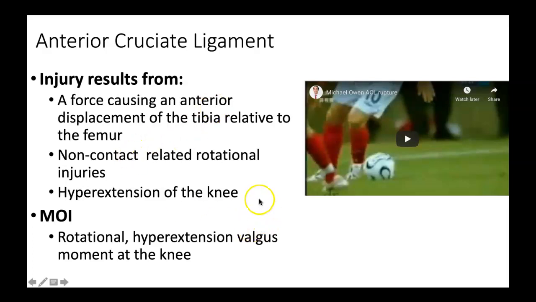Now, we have seen cases where the ACL is injured in a contact moment, right? That makes sense. A direct blow to the knee causes an ACL injury, but there are people in your cohort who have ACL injuries that happened as a result of non-contact. In other words, there was nobody around them when they injured their ACL.